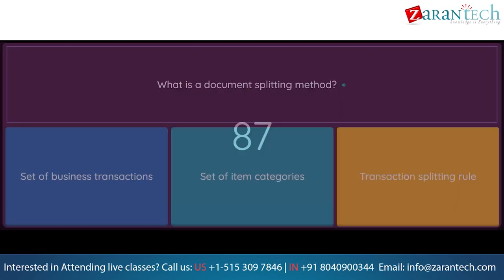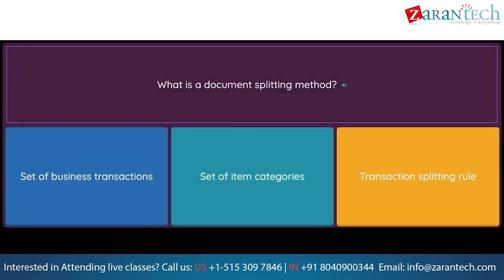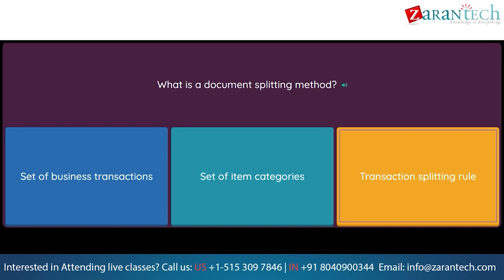Question: what is a document splitting method? Option 1: set of business transactions. Option 2: set of item categories. Option 3: transaction splitting rule.